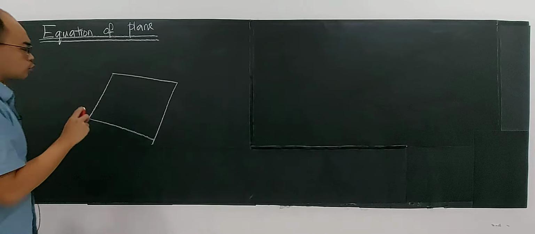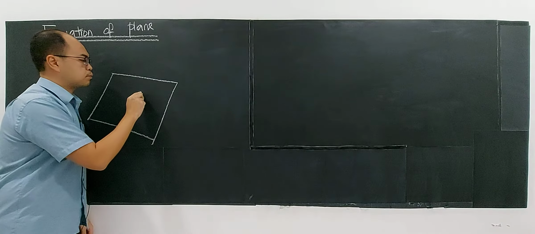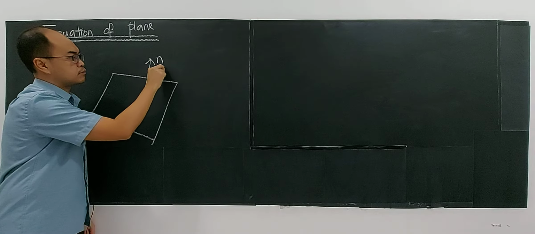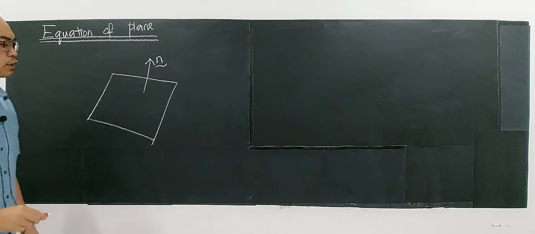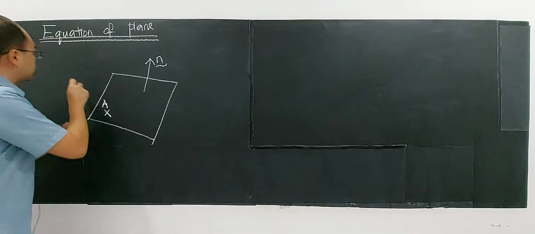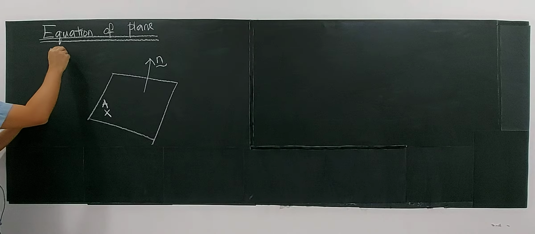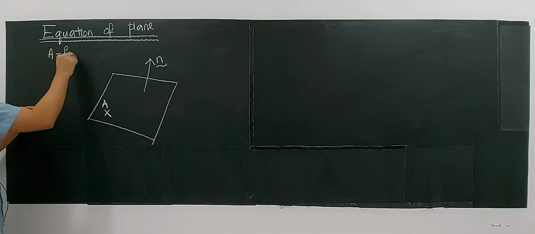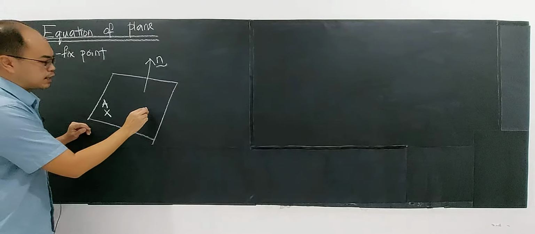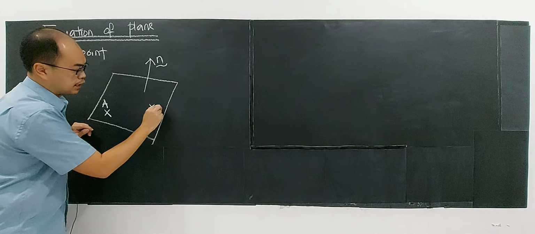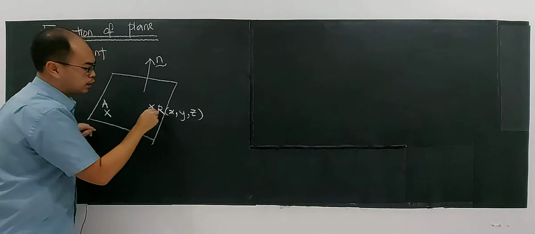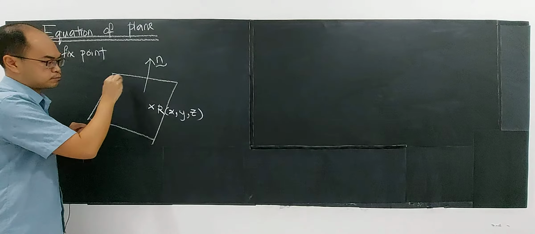So now, let's say this is a plane, and we have a normal vector. I'm going to derive the equation of the plane. Then I have a fixed point A, a known point. It's a fixed point, not a variable point, which means we know what the point is. And there is another point, which is a variable point or a moving point. This point must be on the plane, right?